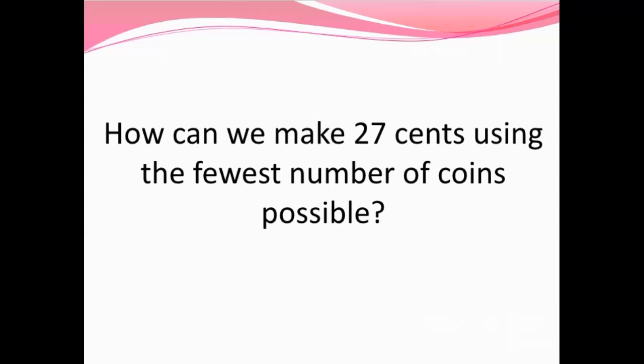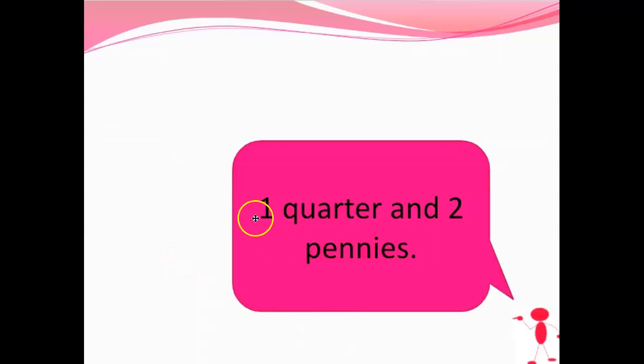Next problem. Now, how can we make 27 cents using the fewest number of coins possible? Remember, we always want to use our greatest value coin first, which is a quarter. So if we have 27 cents, can we use a quarter? Think about it. Yes, we can. I would use a quarter and 2 pennies. That would be the fewest amount of coins possible to make 27 cents.